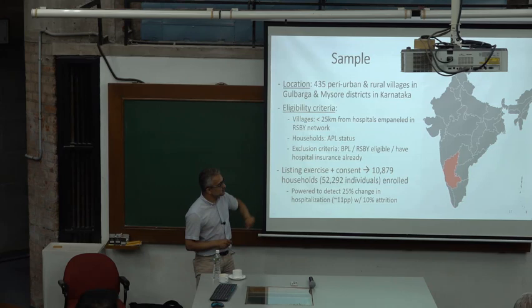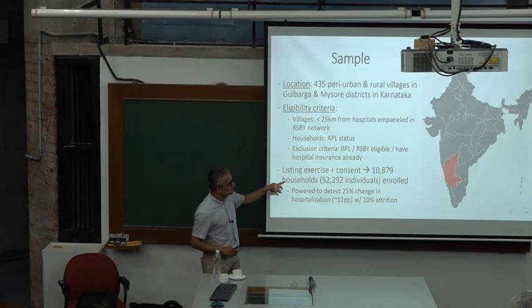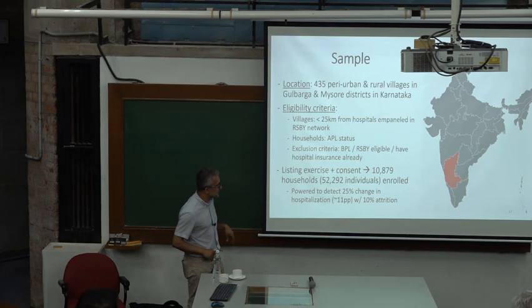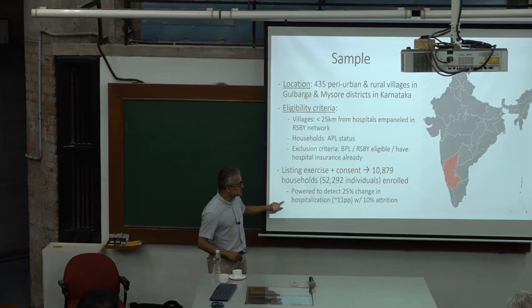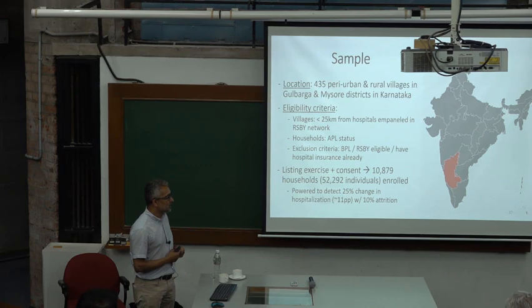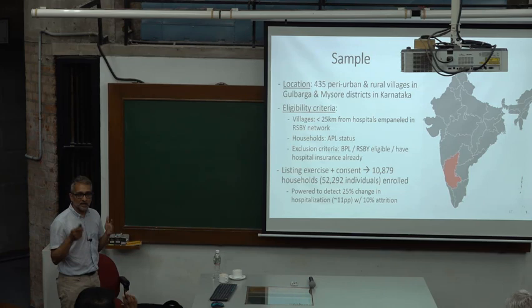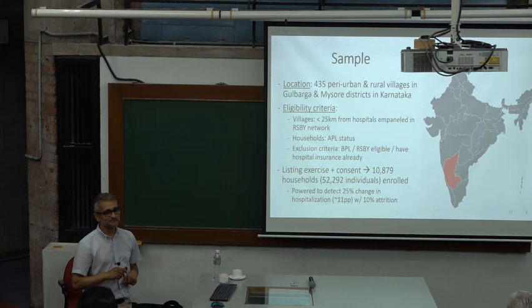We did a listing exercise, got a large number of households, and then we picked from those households. Ultimately, we got 10,879 households enrolled, 52,000 individuals in those households. We chose these numbers so that we'd be powered to detect a 25% change in hospitalization, and allow for 10% attrition. So it's 95% confidence, 80% power. Yeah, we're going to get that.